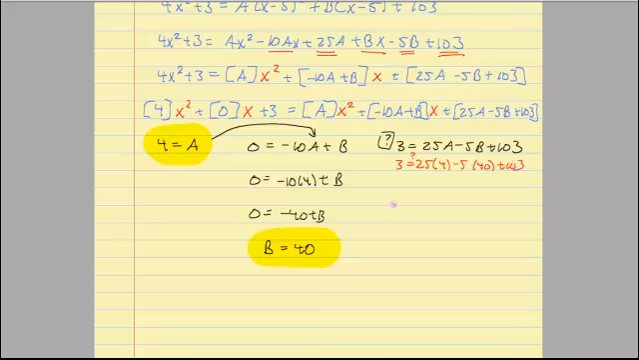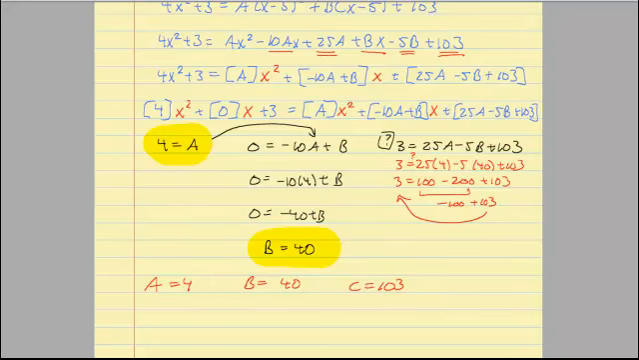So again, what we're trying to do is to perform a check to see if this is actually equivalent. So here I get 3 equals 100 minus 200 plus 103. 100 minus 200 is a negative 100, plus 103 does equal 3. So this does check, but again, we didn't have to actually do that.